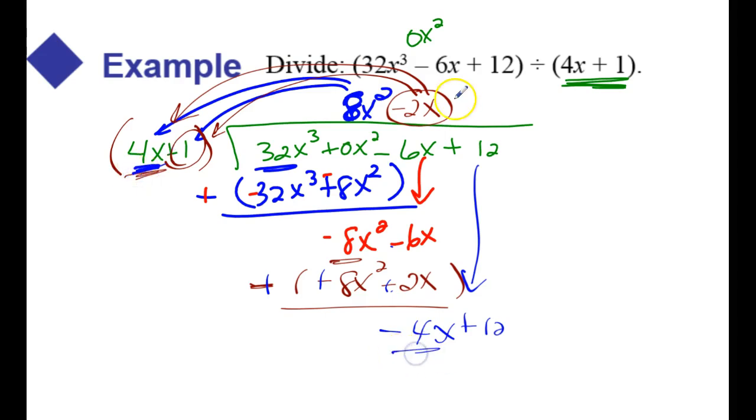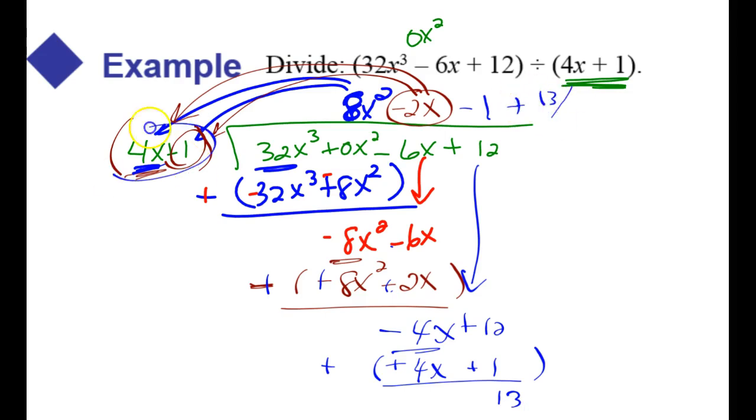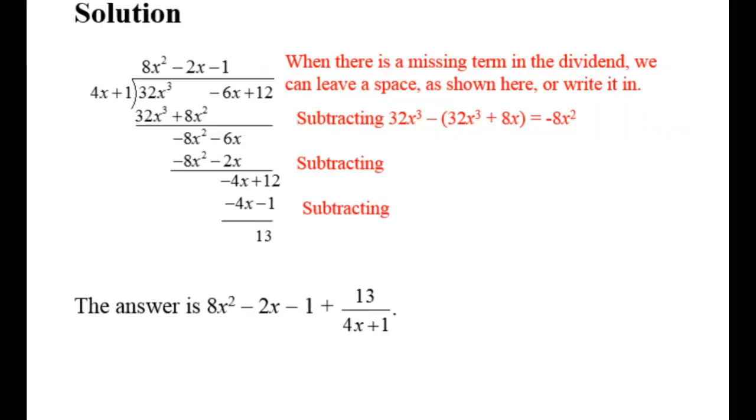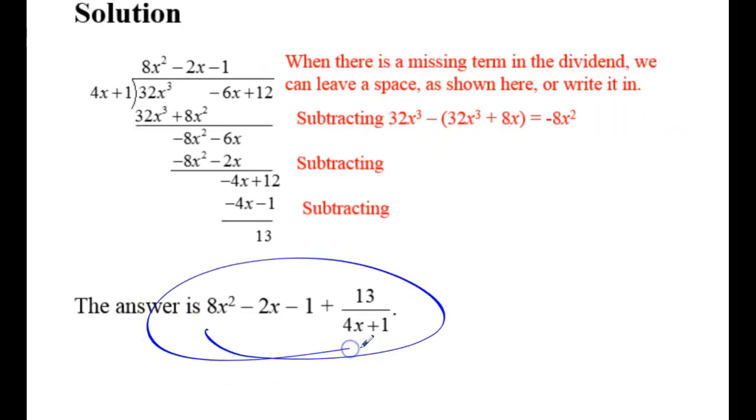4x goes into negative 4x, negative 1 times. We'll multiply. Negative 4x minus 1. And last, add the opposite for a remainder of 13. So I'll write this plus 13 over my divisor, 4x plus 1. Let's see if the author agrees with this time. And I think he does.